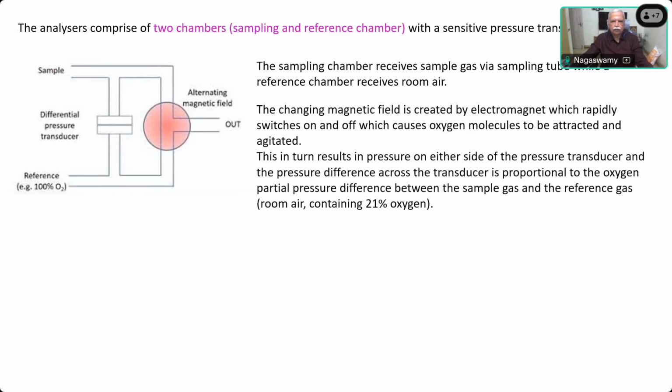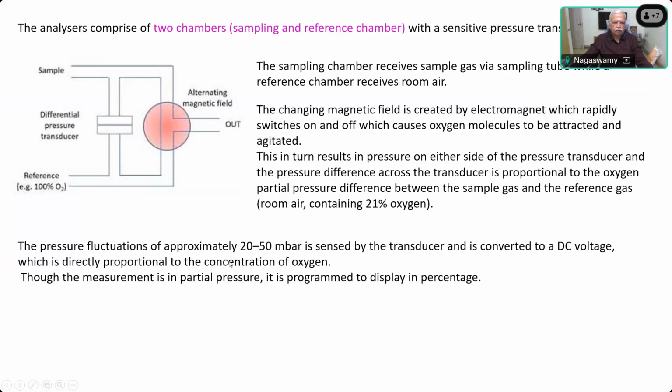So the changing magnetic field is created by electromagnetic switches which are on and off, which causes oxygen molecules to get agitated. This in turn results in a pressure difference on either side of the pressure transducer. The pressure difference across the transducer is proportional to the oxygen partial pressure present in the sample gas. Approximately 20 to 50 mbar is sensed by the transducer, which is converted into a DC voltage, directly proportional to the concentration of oxygen. Though the measurement is partial pressure, it is programmed to display only the percentage.